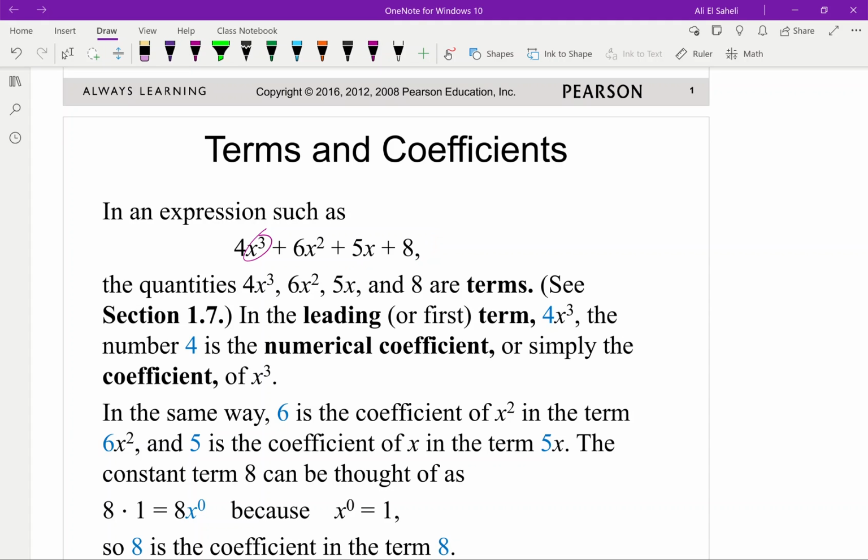These constants, these numbers, are called the coefficients of the terms. So the coefficient of this is 4, the coefficient of this is 6. More precisely, we think of the 4 as the coefficient of x cubed, and 6 as the coefficient of x squared, and so on. This term is usually called the constant term.